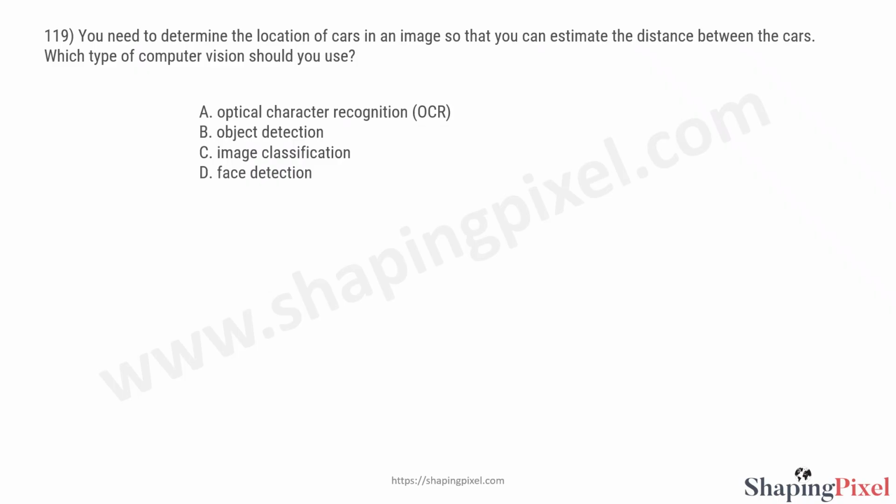Question number 119. You need to determine the location of cars in an image so that you can estimate the distance between the cars. Which type of computer vision should you use? And we have the following four options: optical character recognition, object detection, image classification, face detection. So the right answer here is option B, object detection.